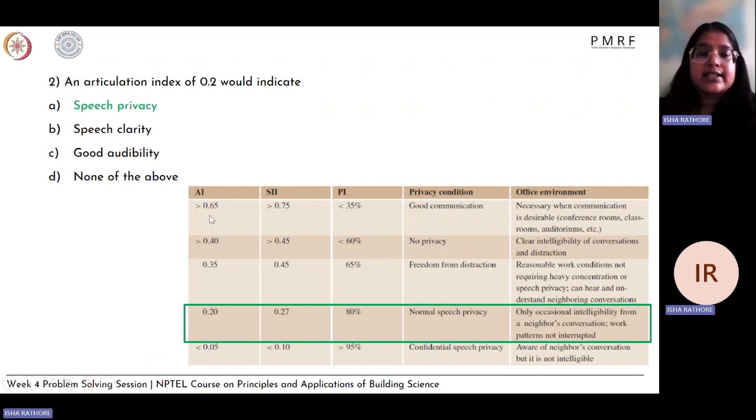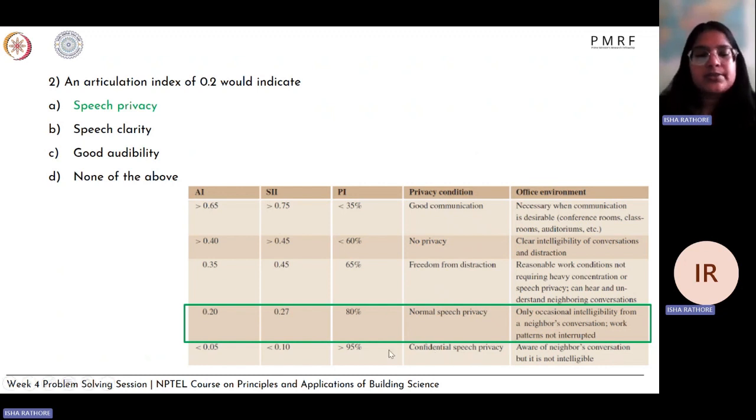Again, if it's greater than 0.65, it is good for communication. If it's greater than 0.4, there's no privacy. You can't hold a confidential talk. If it's 0.3 or less, then there's freedom from distraction. At 0.2, you can have a normal speech privacy, where two people can have a one-on-one conversation easily and be understood.